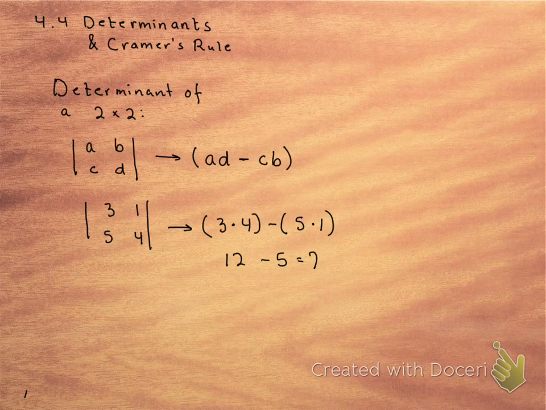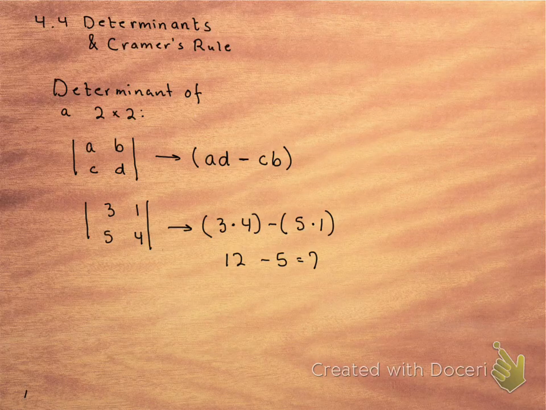Today we're working with determinants and Cramer's rule. Determinants help us use Cramer's rule. What Cramer's rule does is solve systems of equations with matrices instead of elimination or substitution. Okay? So the first thing that we're going to be doing is finding a determinant of a 2 by 2.